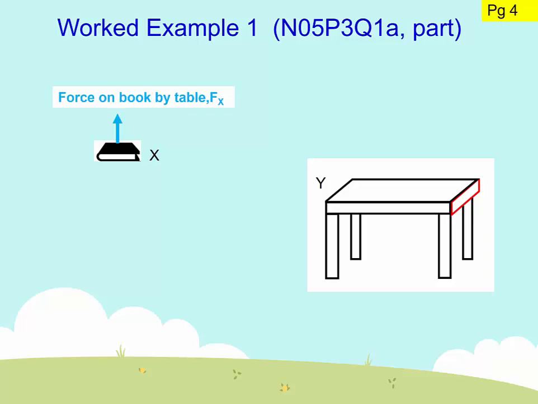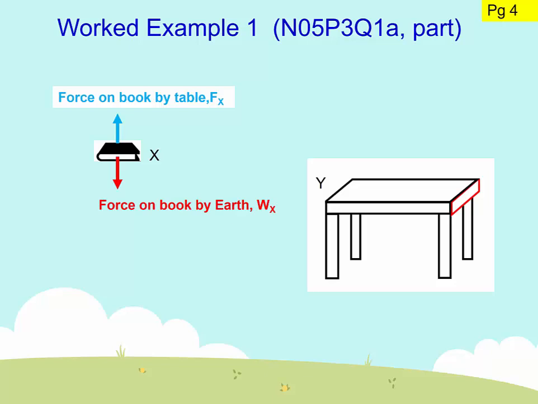First, there is a force on the book by table X. The table supports the book so that it doesn't fall through the table. So there is a force, a contact force on the book by table. We call this Fx. But the book also has a weight.